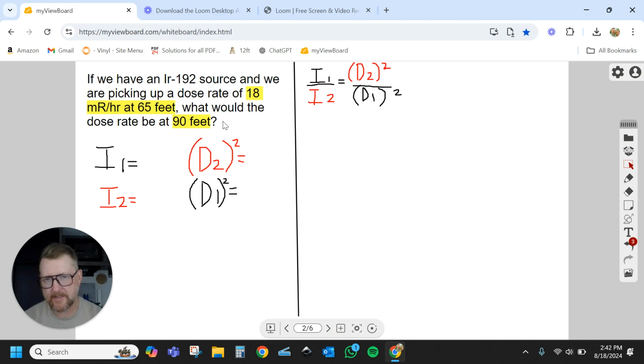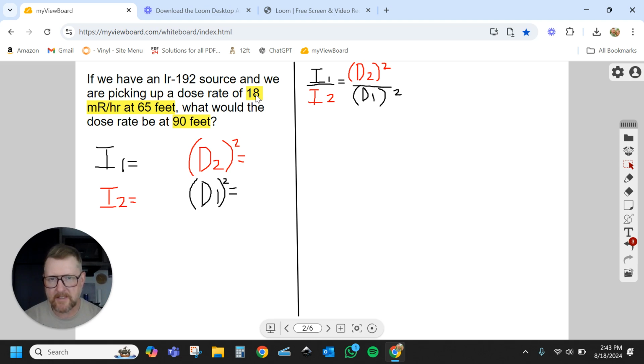Basically, the idea is you get a question like this. We have an iridium source. We're picking up a dose rate of 18 MR at 65 feet. What would the dose rate be at 90 feet? If you notice, I highlighted 1, 2, 3. There's always 3, always. All you gotta do is take these and fill them in. Intensity is your MR per hour, distance is your feet.